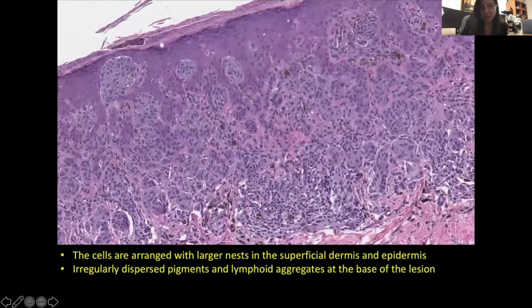In high power, you start seeing cells arranged in larger nests in the superficial dermis and epidermis, with irregularly dispersed pigment. See, there is more pigment on this side, and almost no pigment there. In terms of the lymphoid infiltrate, again, it is asymmetric, mainly focused on this area and almost none here. So the asymmetric distribution of pigment and lymphoid infiltrate in aggregate is not a good sign.